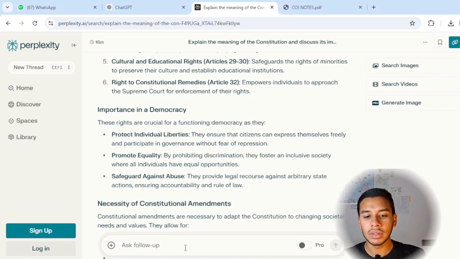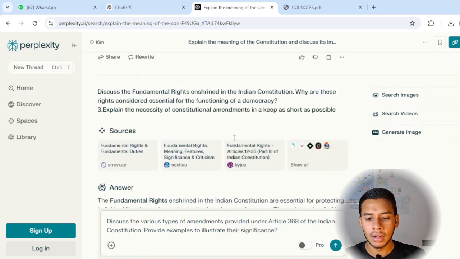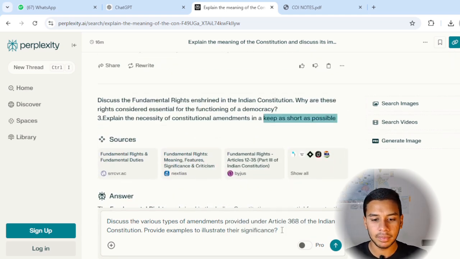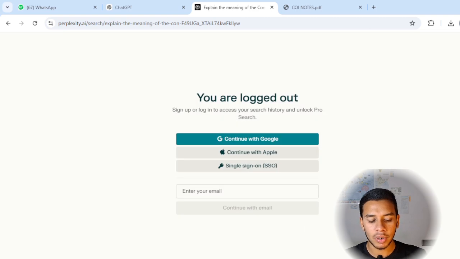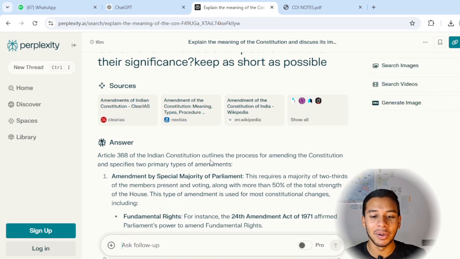I'll copy this one. I'll go to this. I copied and pasted it in this. Keep as short as possible. Don't forget to add that one, guys.